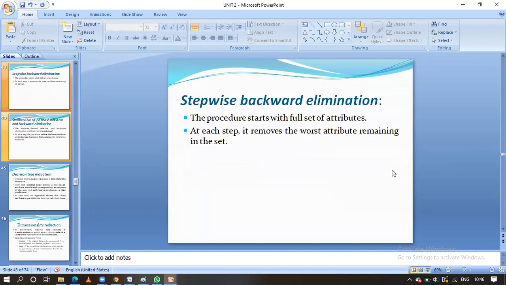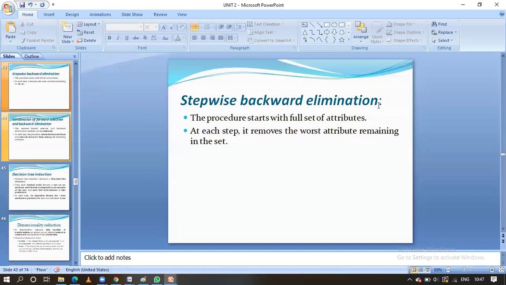The second one is stepwise backward elimination, which means we start with the full attribute set. First we select one from the full attribute set. If it is a worst attribute, we remove that one. If it is a best attribute, we keep it inside the attribute list, guys. In this way we are going to proceed. The previous method starts with empty attributes, and if an attribute is good, we add it.